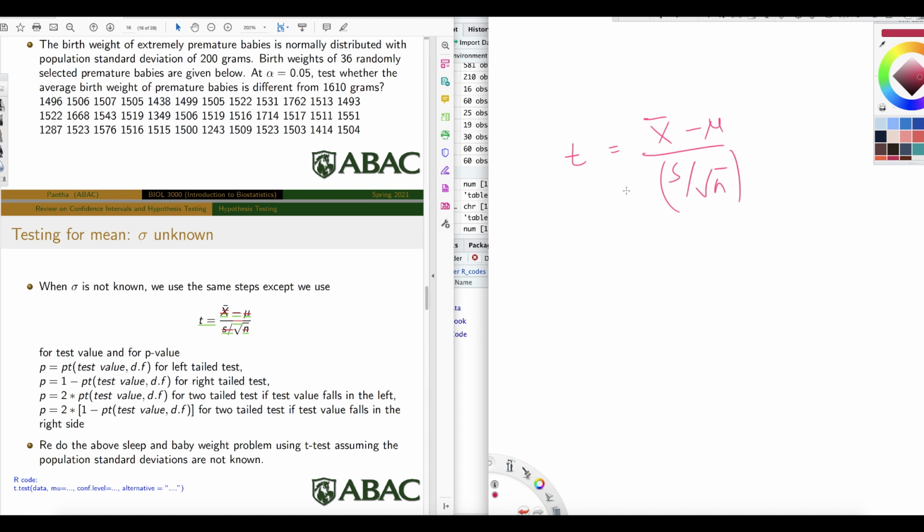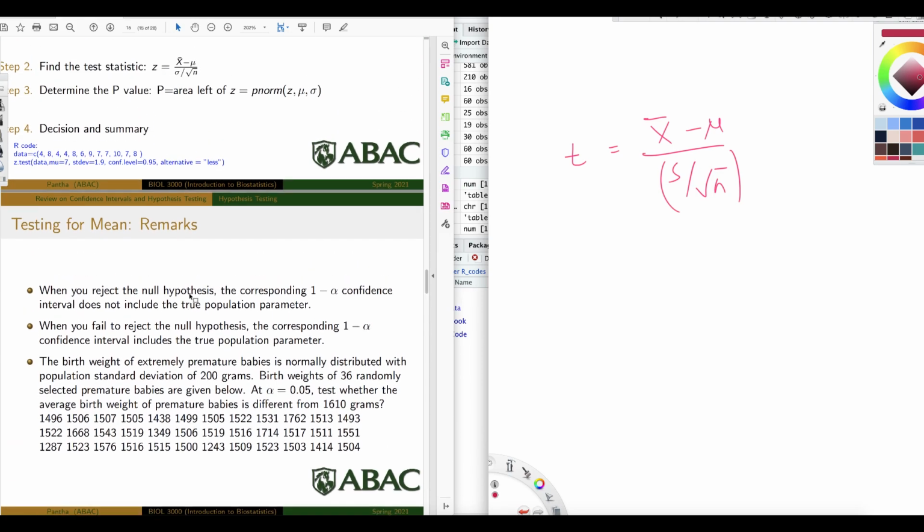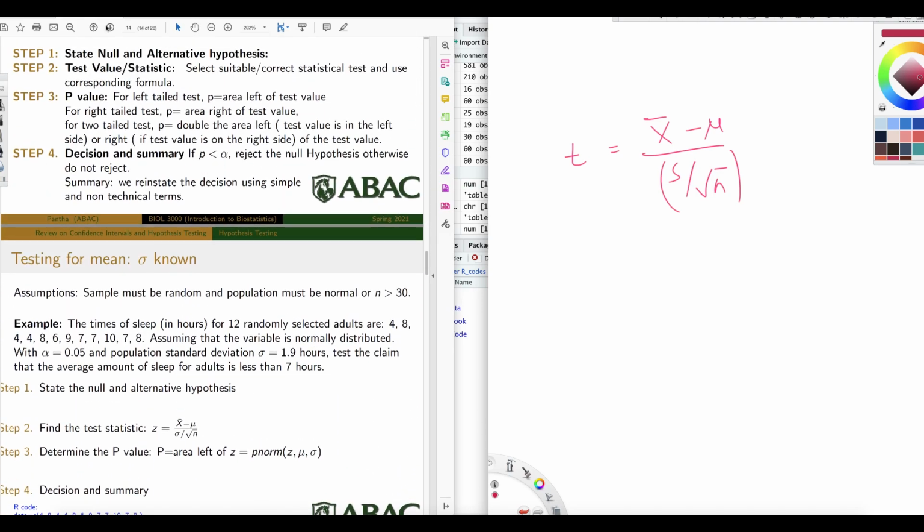And then to find the p-value, what do we do? In case of the one-tailed test, I think I mentioned that p-value thing here too. In case of the left-tailed test, the p-value is the area left of the test value. For the right-tailed test, the p-value is the area right of the test value. So you do p norm for the left area. You do 1 minus p norm because it is the right area, okay? And then in the two-tailed test, you do p equals double the area left or double the area right.